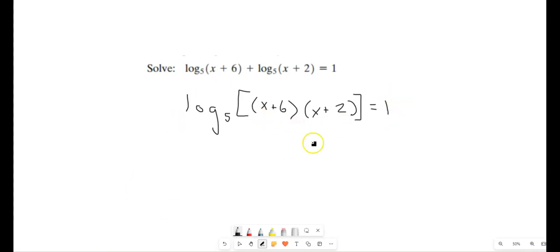All right, so who got that? Very good if you did. Let's go to the next thing. We're going to FOIL those 2 binomials. So this is going to end up being x times x is x squared, 6x plus 2x is 8x, and 6 times 2 is 12.